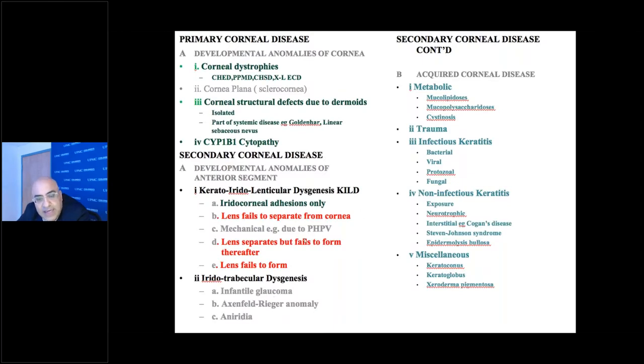Again, I'm showing you this classification again. I'm not really going to talk about the things on the right because they don't really affect infants. They come on later in life. But remember, the things in green do relatively well. The things in red do poorly.